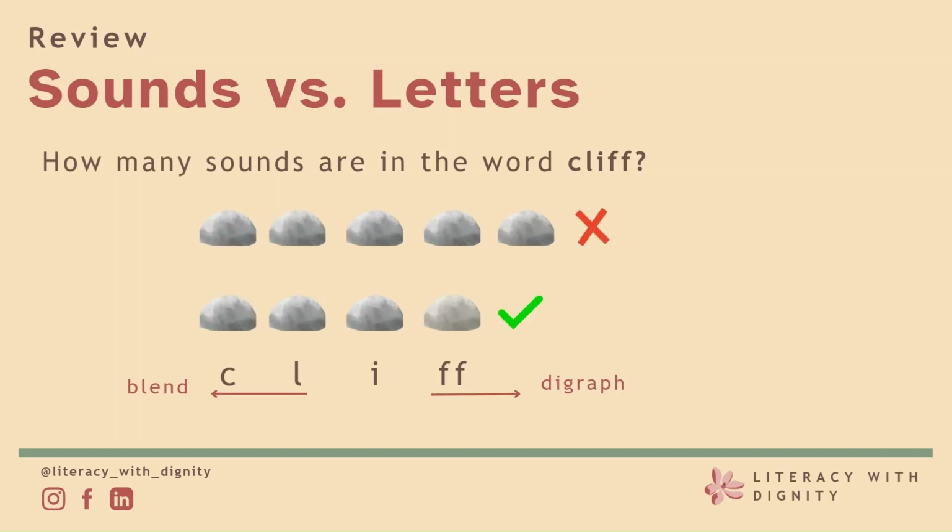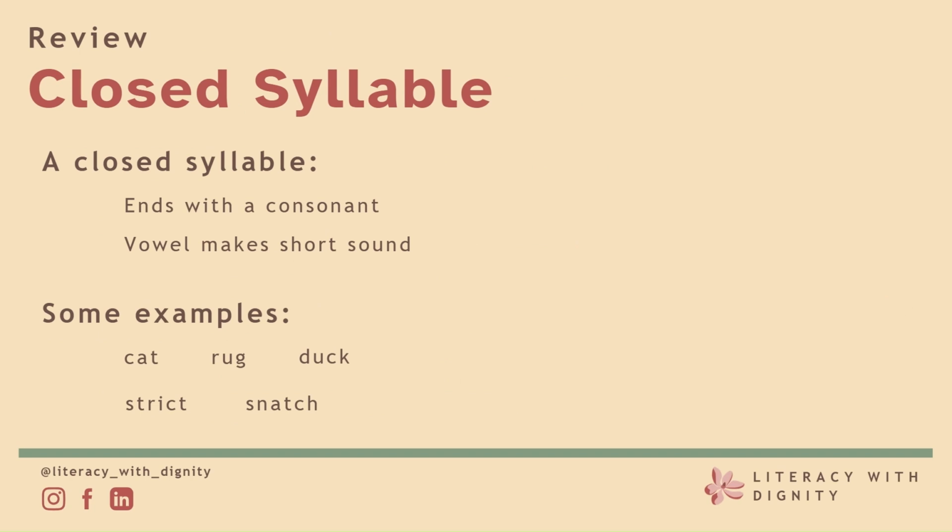And here's a review of some of the concepts from modules 1 and 2. If these are brand new to you, you should go back to modules 1 and 2, as well as the student. The student should be really proficient in these concepts by this point. So you need to know the difference between a blend and a digraph, how many sounds are in a word. You need to know a closed syllable ends with a consonant and the vowel makes a short sound.